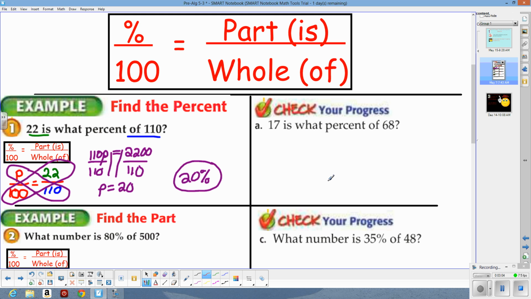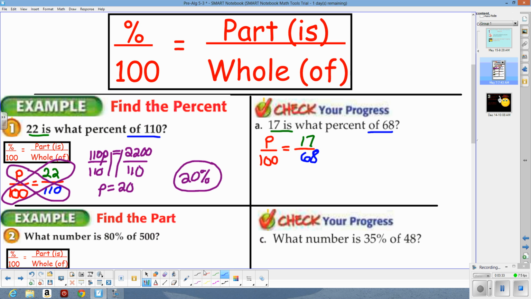17 is what percent of 68? Go ahead and set up your percent proportion. It's the percent over 100, and since we don't know the percent, I'm going to put a P. I always put that over 100. And then it's the part over the whole. So 17 is, that's the part, of 68, that's my whole.